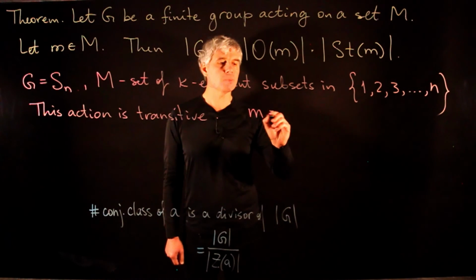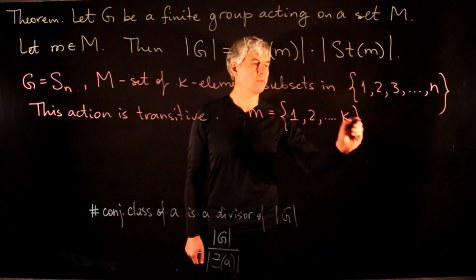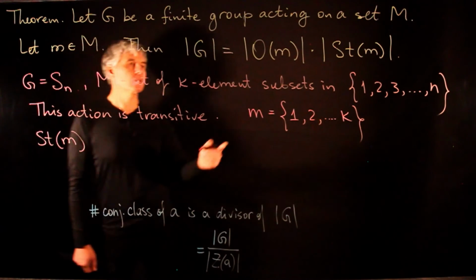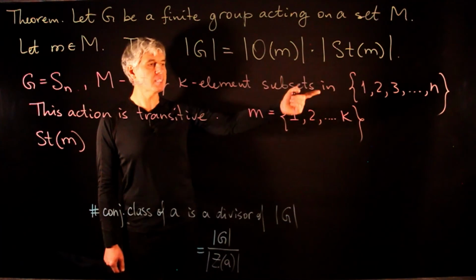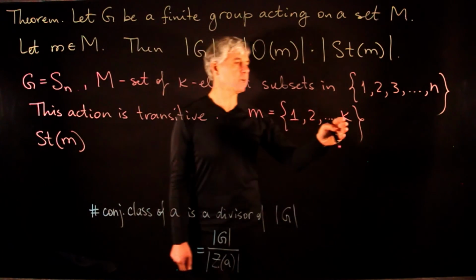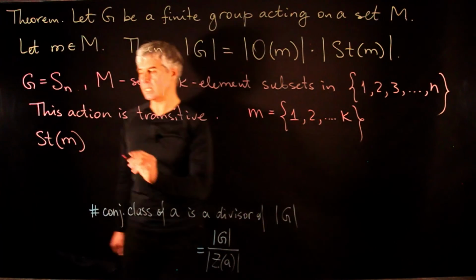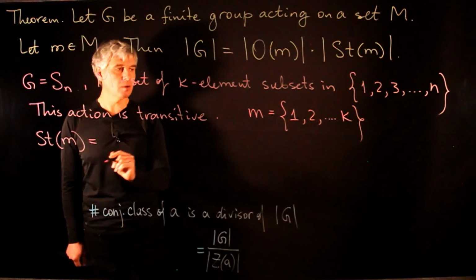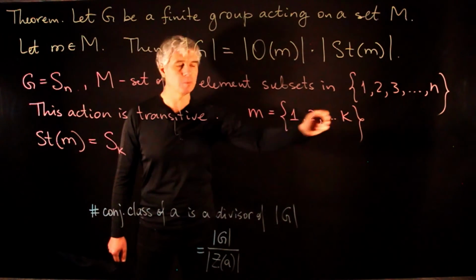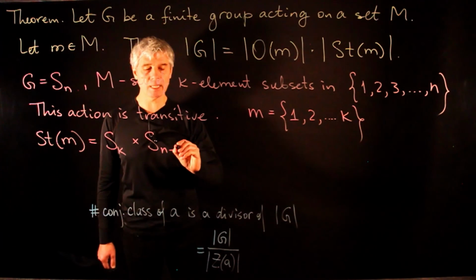Let us choose a specific k element subset, 1, 2, 3 up to k. So what is the stabilizer of this element? These will be permutations of a big set that preserve this subset. But then it's clear that they will also preserve the complement of this subset. And we see that the stabilizer of this set will be a direct product of the permutation group of k element sets and a permutation group of its complement, n minus k.